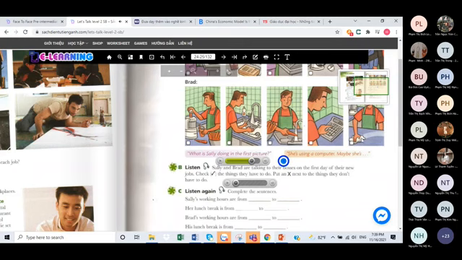Now, which picture is next? Number 5. Number 5, yes or no? Yes. Make sure it should be spotless.